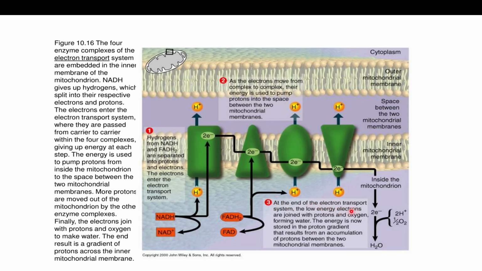At the end of the electron transport system, the low energy electrons are joined with protons and oxygen, forming water, or H2O. The energy is now stored in the proton gradient that results from an accumulation of protons between the two mitochondrial membranes. The end result is a proton gradient across the inner mitochondrial membrane. So there is a high concentration of protons, or H plus ions, in this intermembrane space as compared to the inner mitochondrial space here.